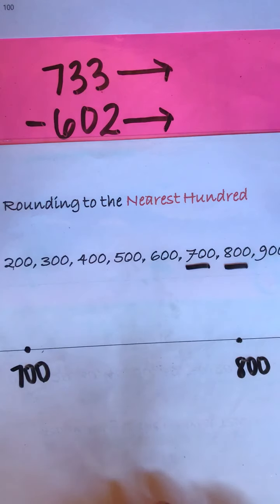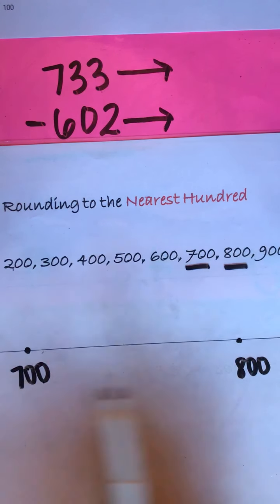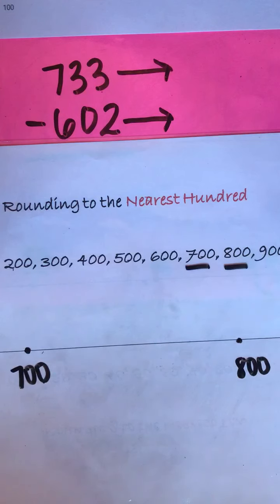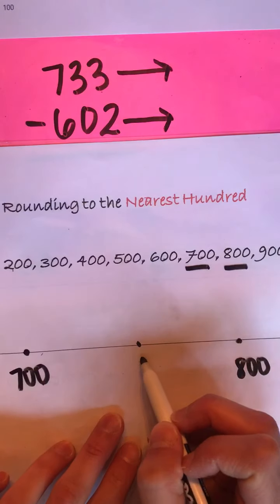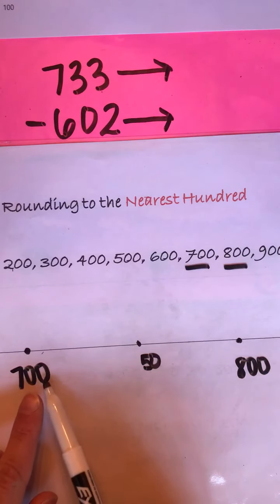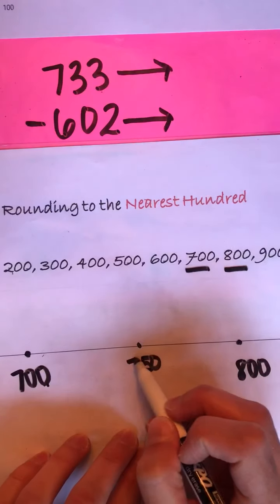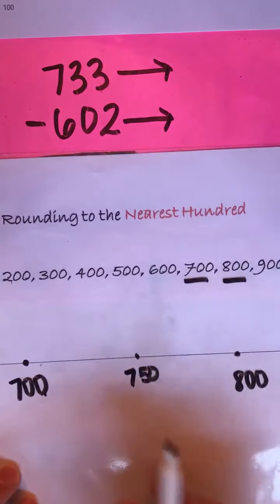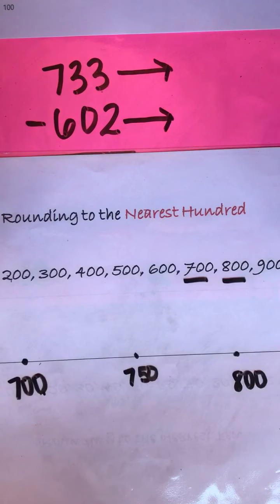Well, let's think about it this way. Between 700 and 800 is 100. What is half of 100? Half of 100 is 50, right? But remember, this isn't just 100, it's 700 and 800. So we need a 7 in front of our 50. So 750 is halfway between 700 and 800.